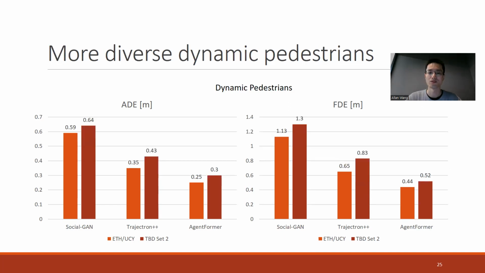However, when only dynamic pedestrians are considered, all the models perform slightly worse. This shows that there is a domain gap between our dataset and the ETH and UCY datasets.